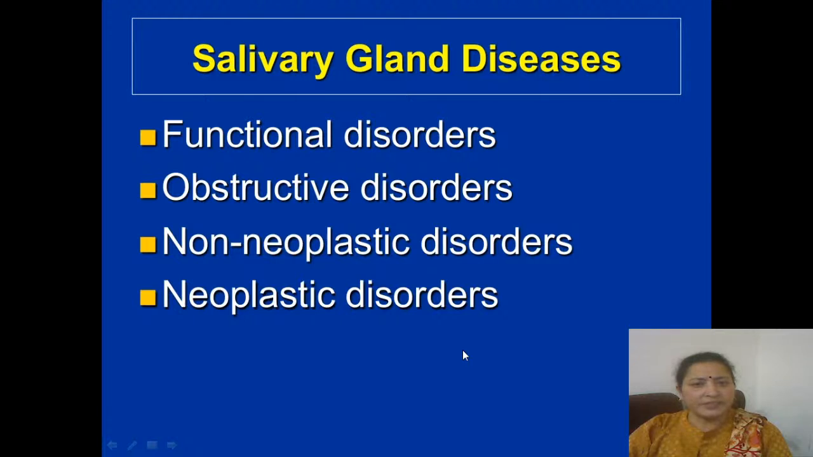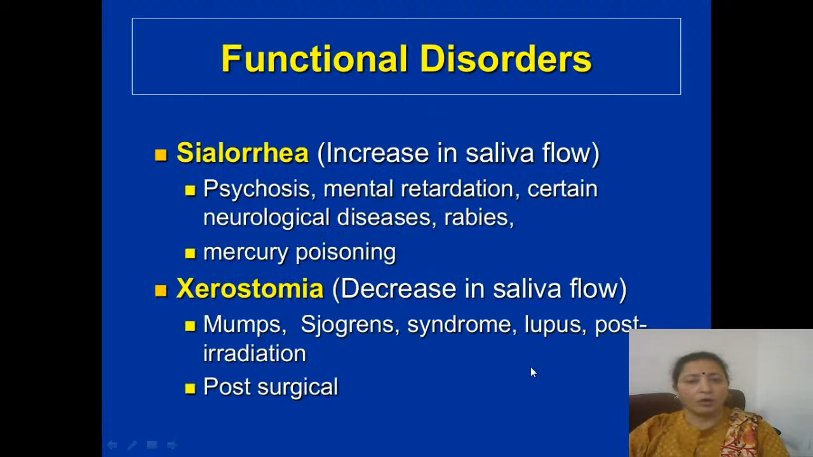Then what are the diseases we come across? Salivary gland disorders are divided mainly into functional disorders, obstructive disorders where there is a block that gives rise to the problems, then whether it's a malignant disorder, where there is a mass, whether it's malignant or a non-malignant or benign condition, or an inflammatory condition. So what happens to the saliva? There are two named conditions, where the flow of saliva increases, and another where it decreases.